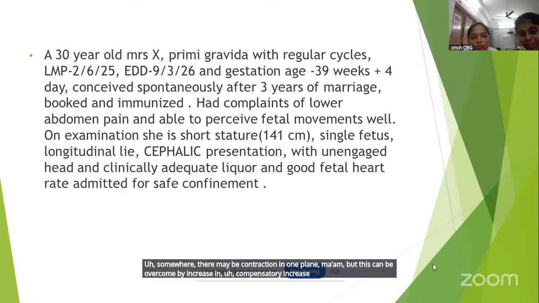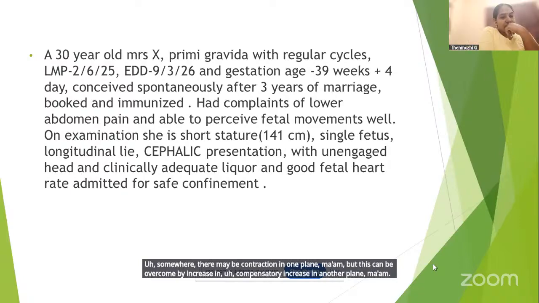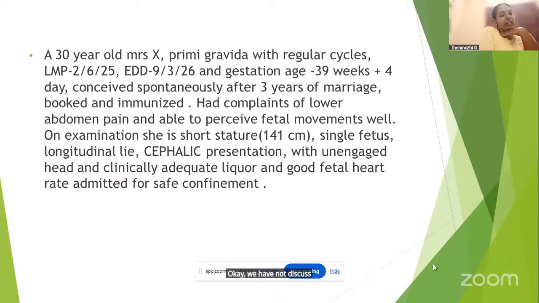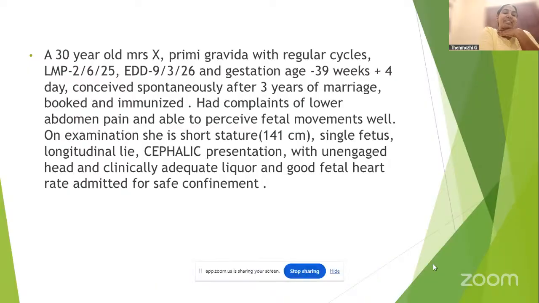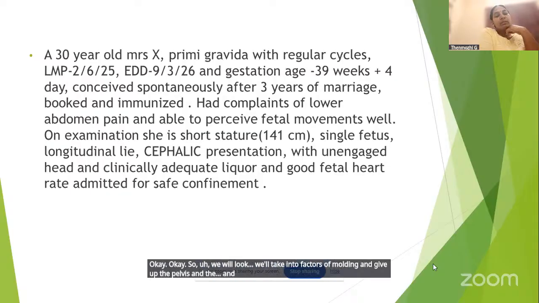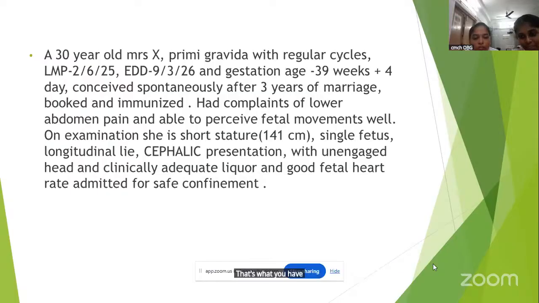Okay. We have not discussed the criteria to allow for a trial of labor, is it not? Okay. So we will take into account the factors of molding, the give of the pelvis and the caput succedaneum, which will favor delivery. Then delivery of the shoulders, and then third stage. In the third stage you have to suspect PPH, ma'am.